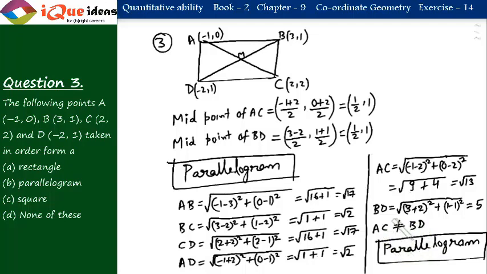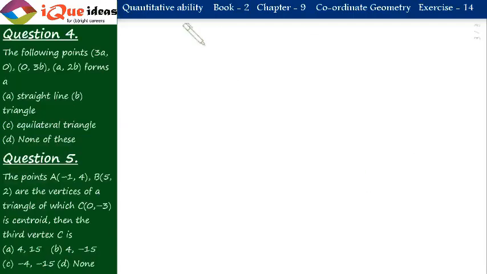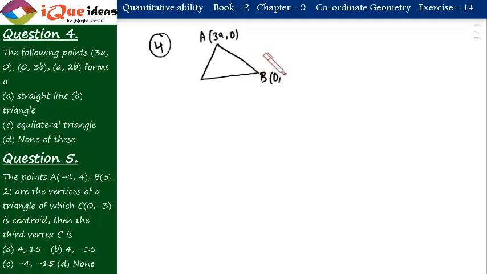Alright, so the answer is parallelogram, that is B option. Now let's take the fourth question. Fourth question, it has 3 points. Let's take them in the form of a triangle and then we'll check. Let's say A point is (3a, 0), B point is (0, 3b), and C point is (a, 2b).